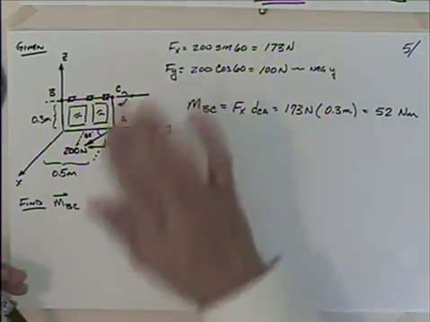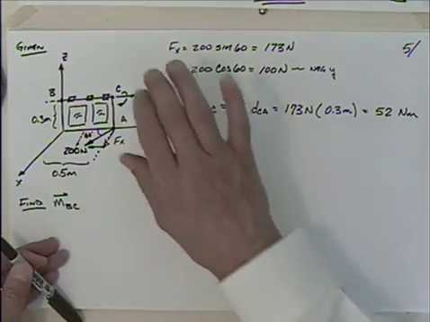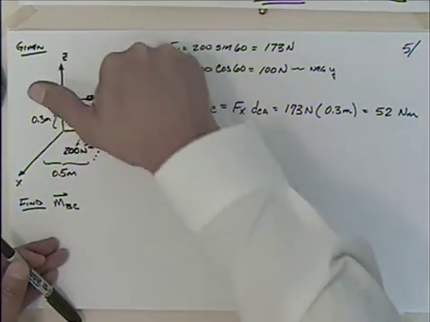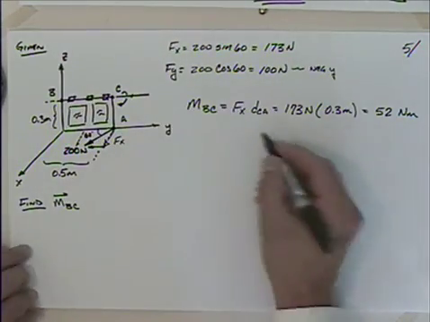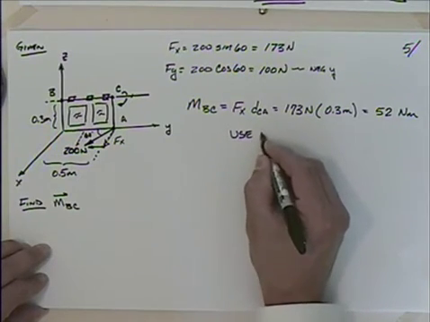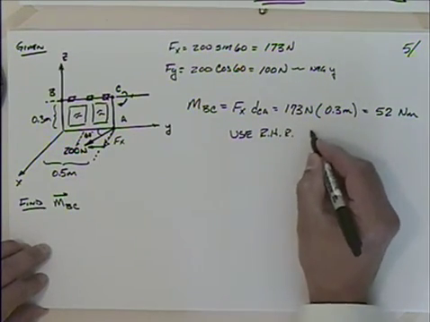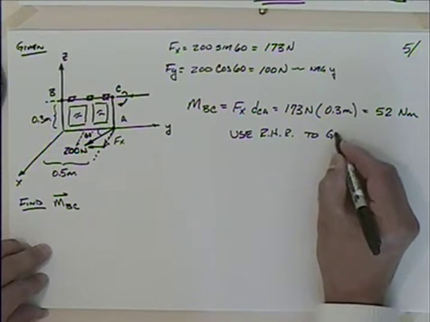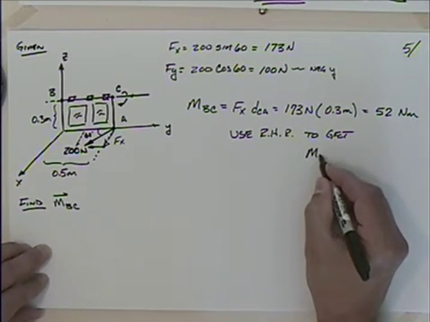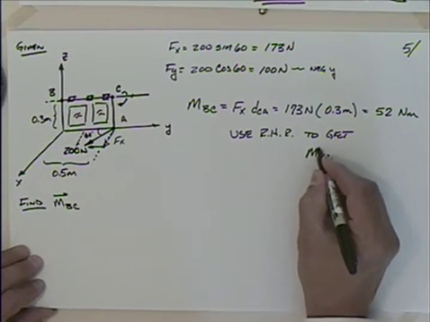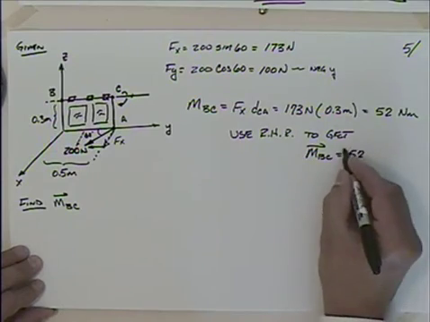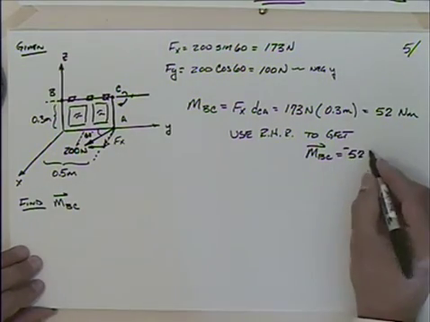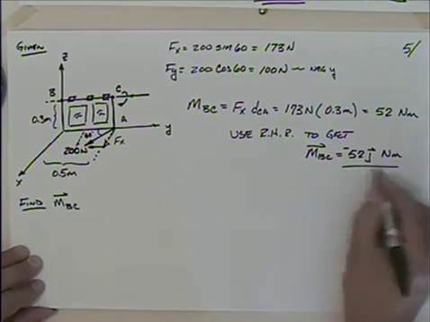below it. So if I were to look at this with a right hand rule and take my right hand, put my fingers in the direction of that arrow, it's going like that. My thumb is pointing in what? The minus y direction, isn't it? So use the right hand rule to get that the moment about BC is equal to 52 in the minus y direction. That's minus j, isn't it? So I have minus j, and that would be newton meters.